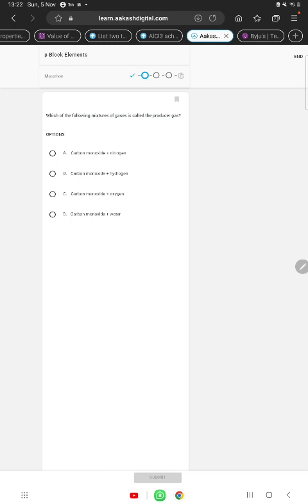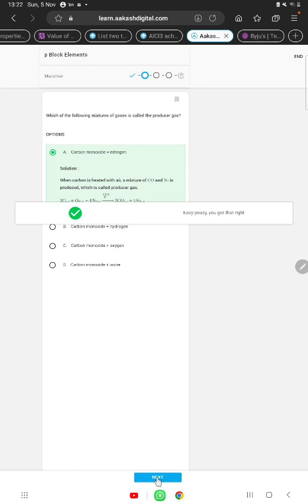Which one of the following mixtures of gases is called the producer's gas? Carbon monoxide and nitrogen. So CO plus N2 is called producer's gas.